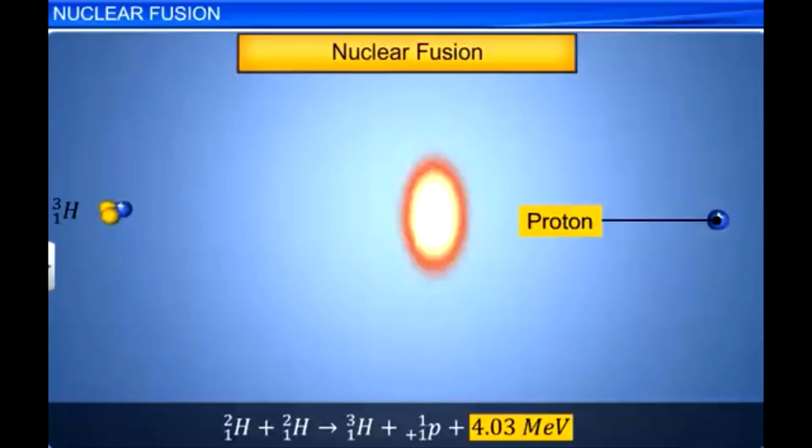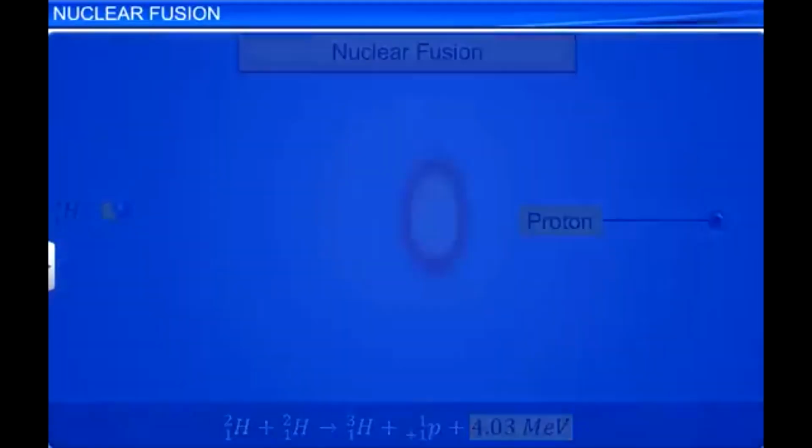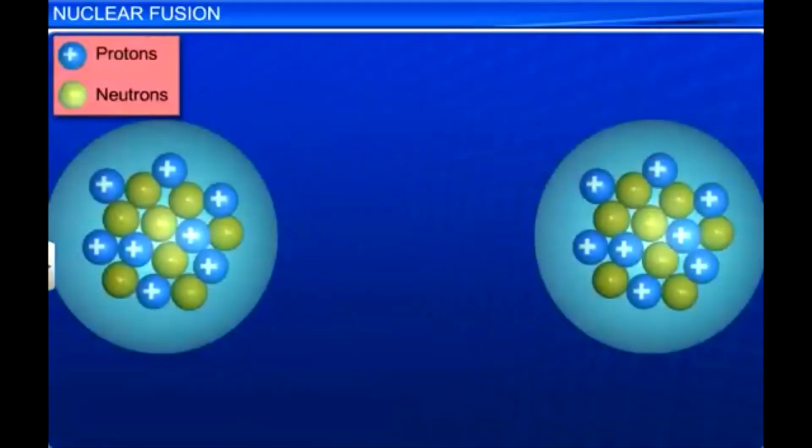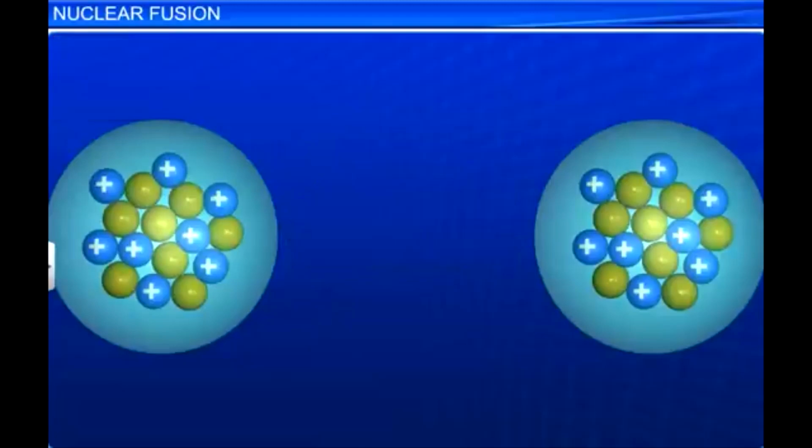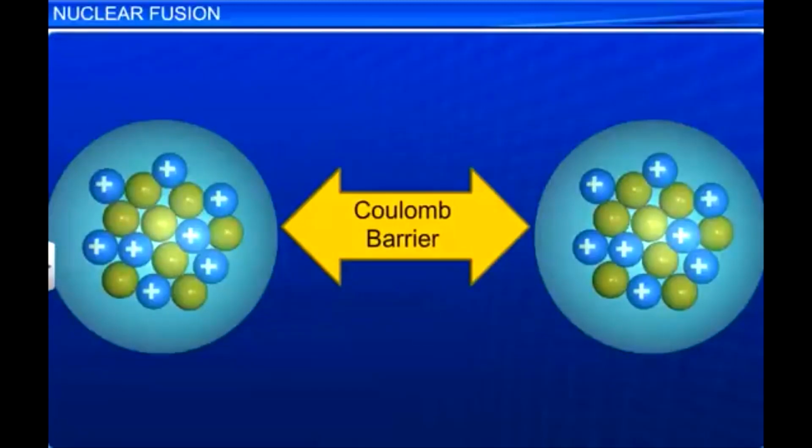We know that the nuclei are positively charged, and as such, the nuclear fusion process occurs only when the nuclei overcome the Coulomb's repulsive force between them and come close enough to be within the range of the attractive nuclear forces between them. The Coulomb's repulsive force is referred to as the Coulomb barrier, and the height of this barrier depends on the charges and also on the radii of the two fusing nuclei.